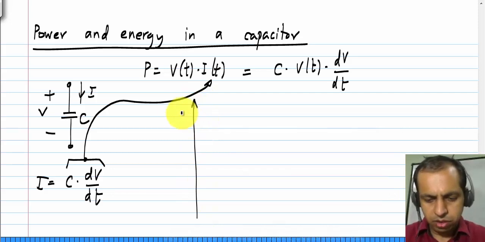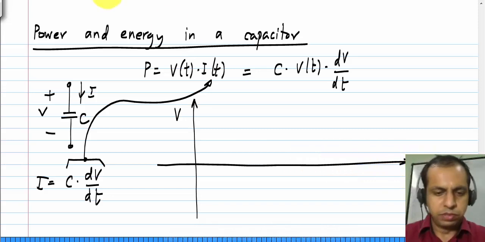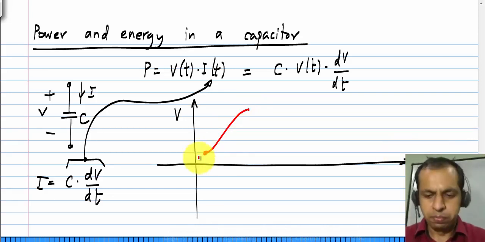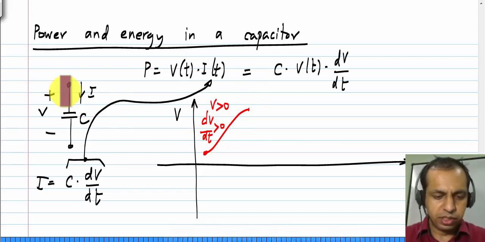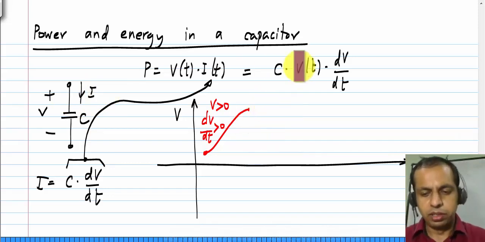Because let's consider some voltage waveform, and the voltage could change in this way versus time. Clearly here the voltage is positive and its derivative is positive. It means that there is a positive voltage here. On the upper plate there is positive charge, and that is increasing with time. So current has to flow in the upper terminal, so the current is also positive.